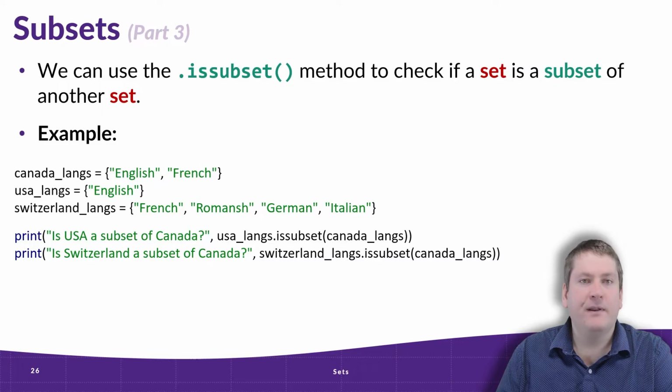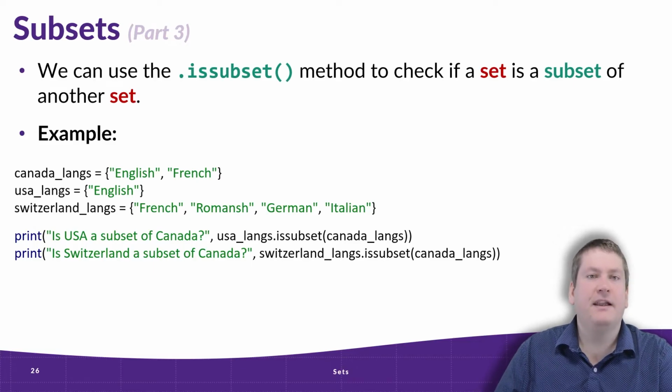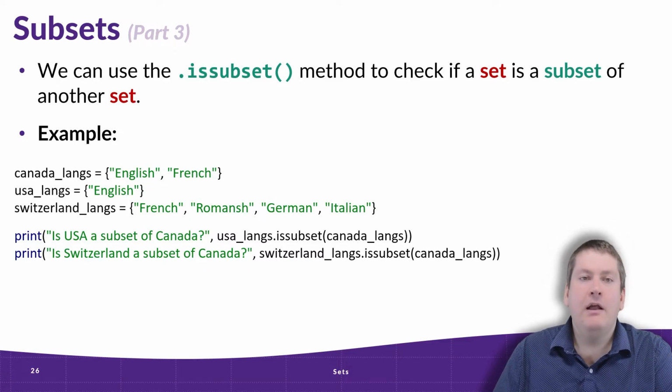Here we're defining those three sets that we saw in the previous example in Python. And of course, they'll just be giving the languages that we already saw. Canada is getting English, French, USA is getting English, Switzerland is getting the languages for it, and so on. And the important thing here are the print lines.